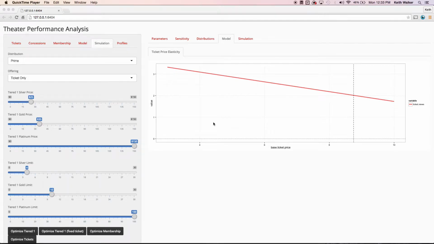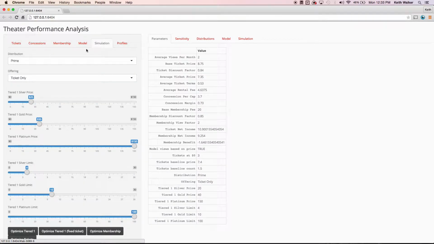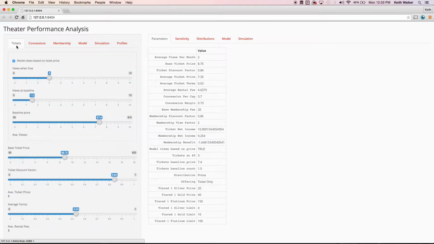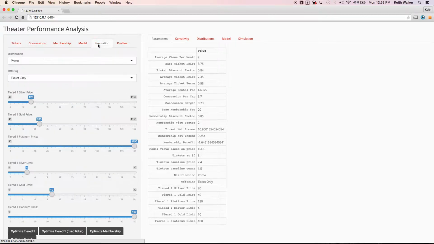All right, so this is a tool that can be used to analyze the financial situation for a given movie theater. Right now, what I have loaded is a profile for SLO, and what we can do is play with a number of different scenarios, and the scenarios are really the offerings that we would offer to customers.